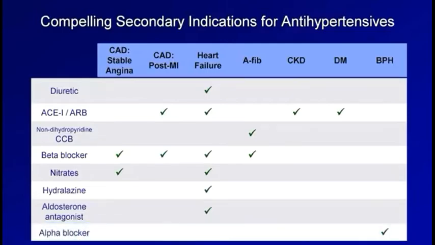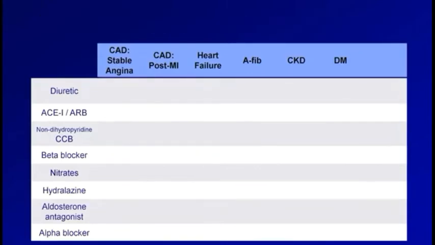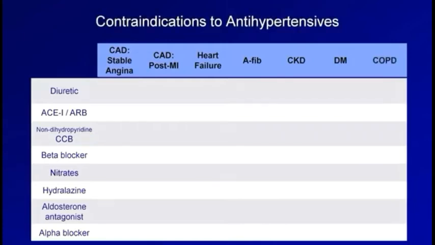mmHg. And ACE inhibitors are the drug of choice for diabetic hypertensive patients. In the GPAT there is a question: which is the drug of choice for diabetic hypertensive patients? The right answer is ACE inhibitors.